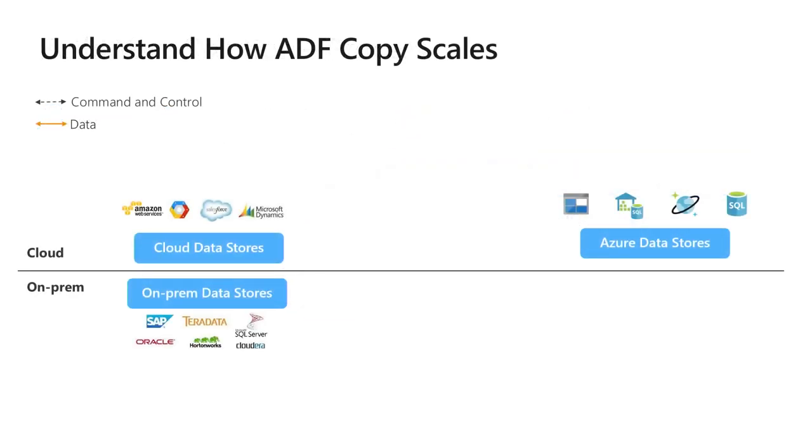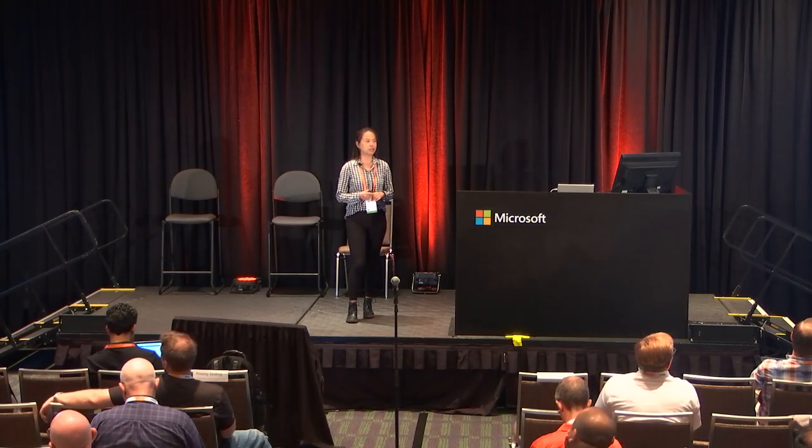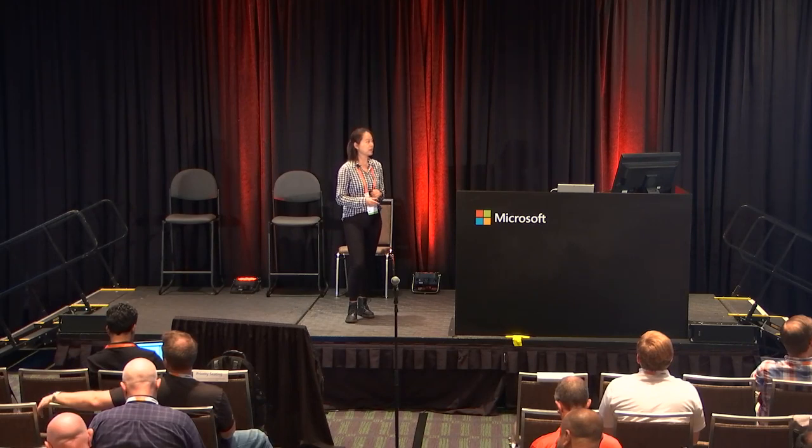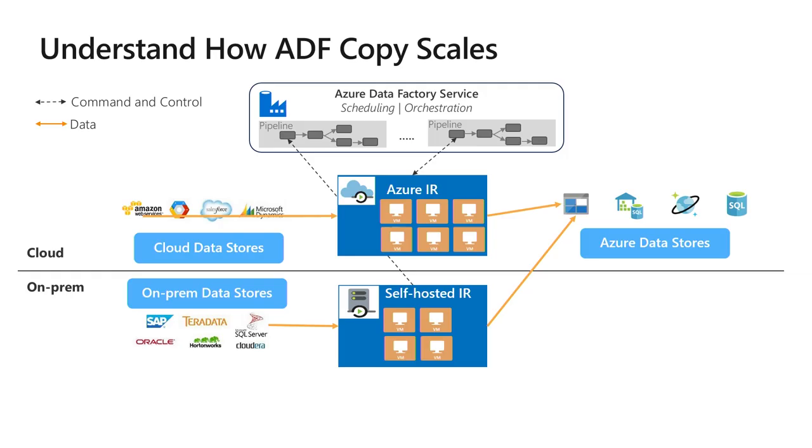So just to understand how ADF copy scales, we talk about different pieces, but if we combine them together, this is how Azure Data Factory works. You have data stores sitting on-prem, in Azure, in other places outside of Azure. And this is the Azure Data Factory, orchestration from the cloud, executor on Azure IR or on self-hosted IR. Those executors will connect to the source and destinations during the activity execution.